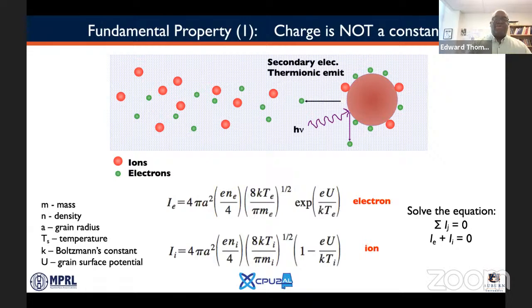If you are so interested, you could write down even more equations for this. What we typically do is write down equations for each of those terms, the electron part, the ion part, the UV part, and then we solve the equation where we take all of these different currents, sum them up, make them equal to 0, and solve for a particular value, which is the surface potential of the grain. From there we can make a prediction of what the charge of the grain is, and then carry out experiments to test that.